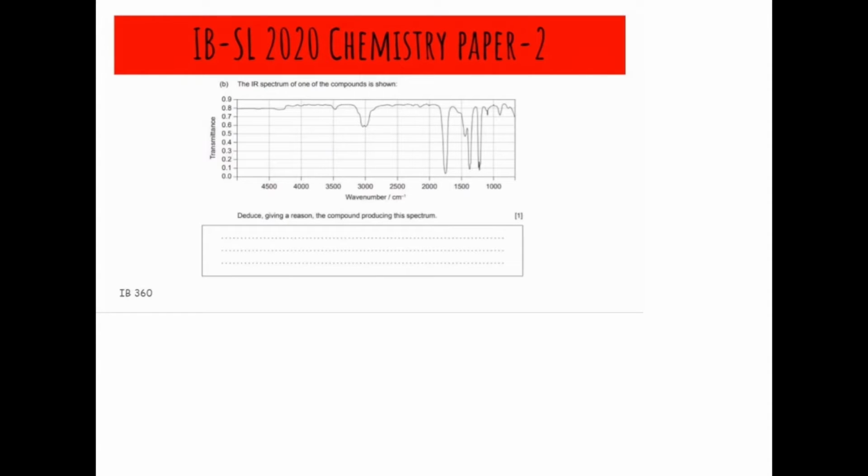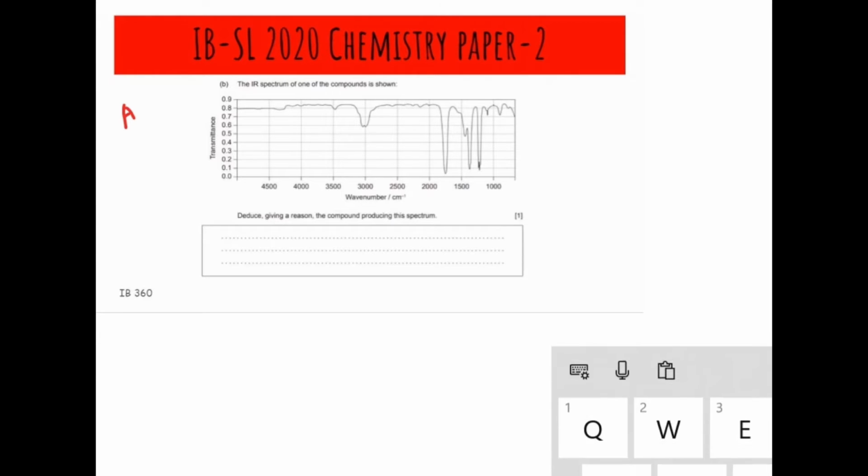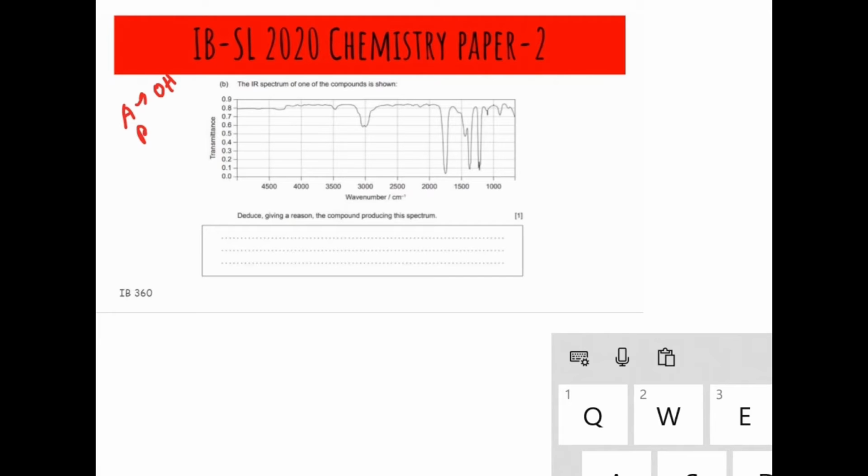Now, moving on to the second question. The infrared spectrum of one of the compounds is shown. In the previous question, your compound A was the alcohol and compound B was the ketone. Out of these two compounds, they have chosen one of them and given the IR spectrum of the compound. Now, deduce, giving a reason, the compound producing this spectrum.